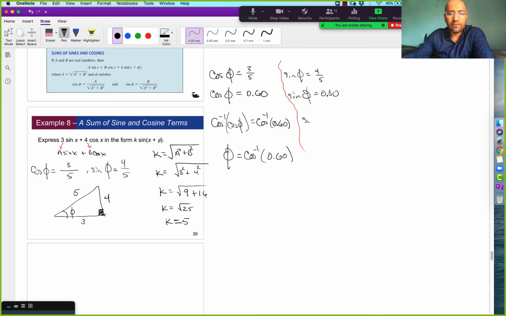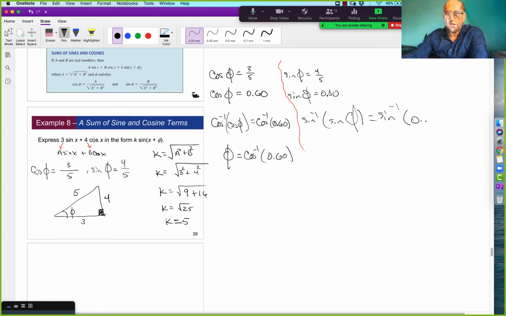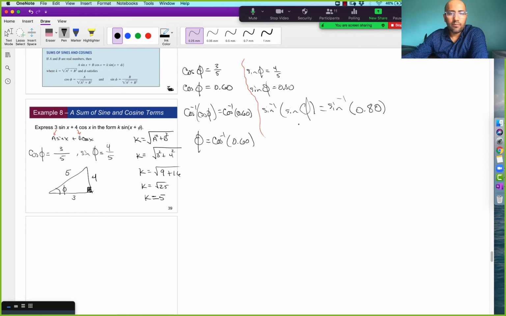So if we verify it, sine inverse of sine of phi is equal to sine inverse of 0.80. So these operations undo each other, and we end up with phi equals sine inverse of 0.80.